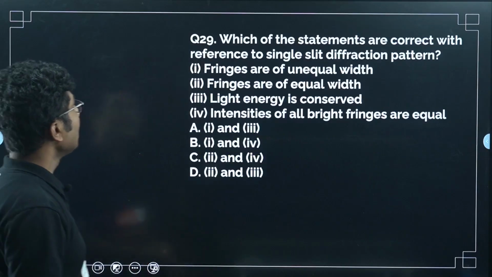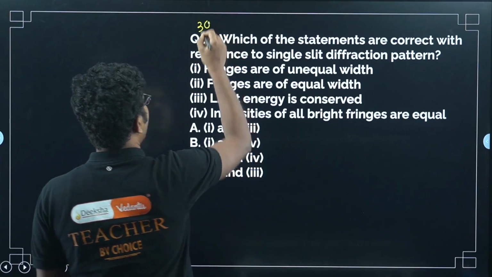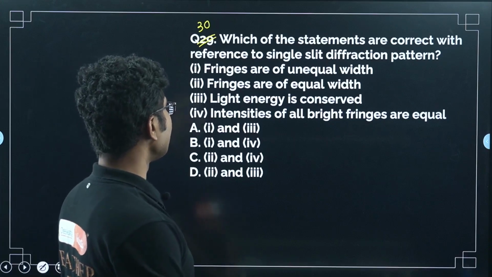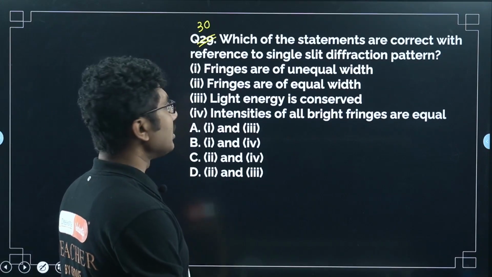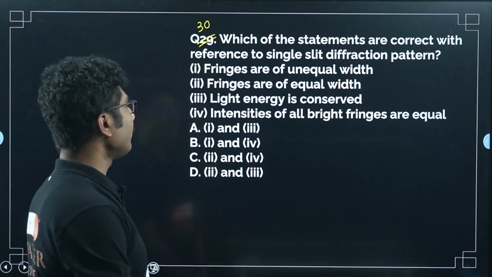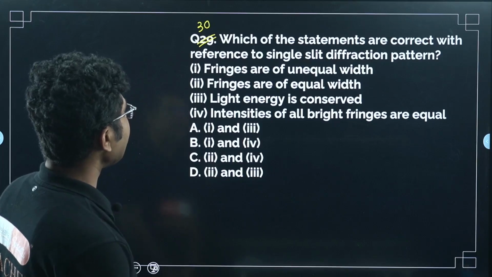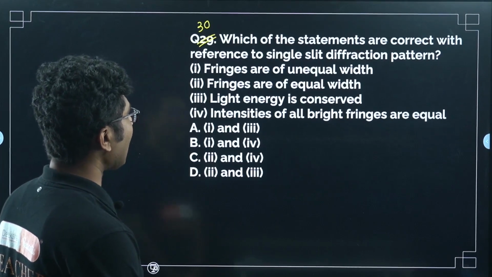Last question, this is question number 30. Which of the statements are correct with reference to the single slit diffraction pattern? Fringes are of equal width, fringes are of unequal width, light energy is conserved, intensities of all bright fringes are equal.